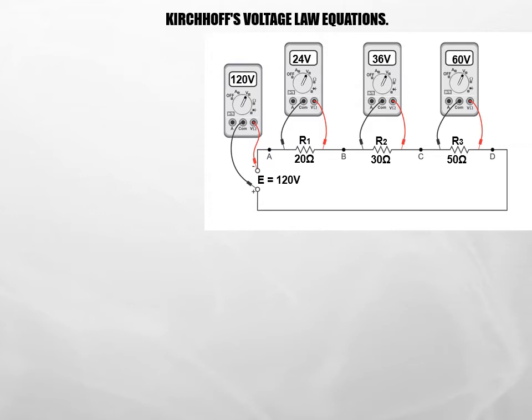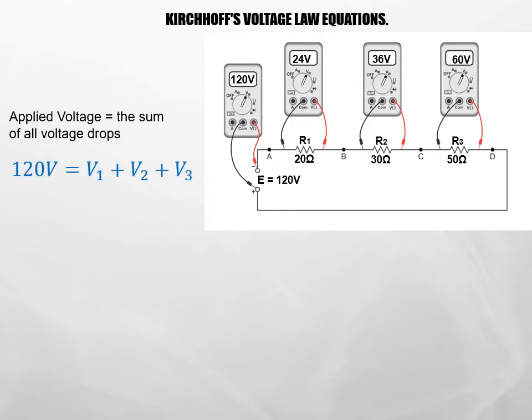As I mentioned before, there's a couple ways to state Kirchhoff's voltage law. One is that the applied voltage must equal the sum of all the voltage drops, where 120 volts will equal V1 plus V2 plus V3 in this example. And it does when we calculated out the voltage drops in the previous slide. 24, 36, and 60 added up to 120 volts.